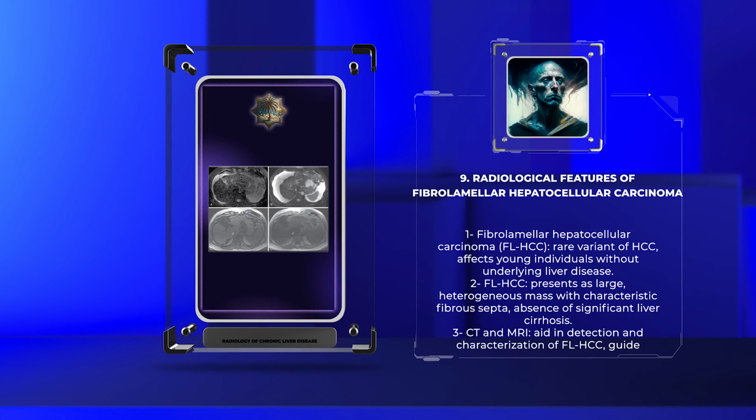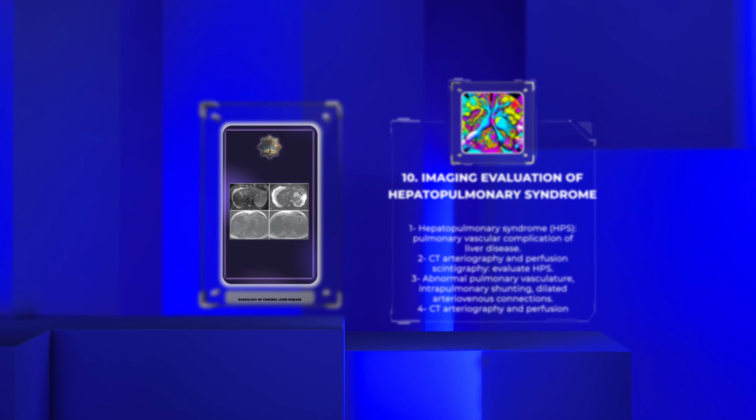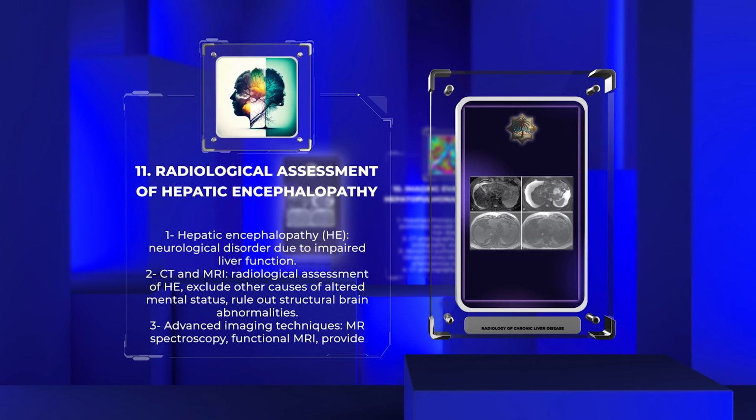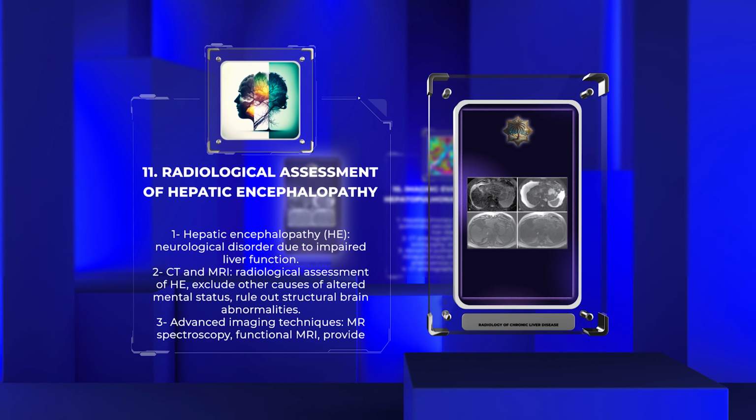Hepatopulmonary syndrome, HPS, is a pulmonary vascular complication of liver disease characterized by ventilation-perfusion mismatch and arterial hypoxemia. CT arteriography and perfusion scintigraphy are imaging techniques used to evaluate HPS. They can demonstrate abnormal pulmonary vasculature, including intrapulmonary shunting and dilated arteriovenous connections, helping to confirm the diagnosis and assess disease severity. Hepatic encephalopathy, HE, is a neurological disorder that occurs due to impaired liver function.